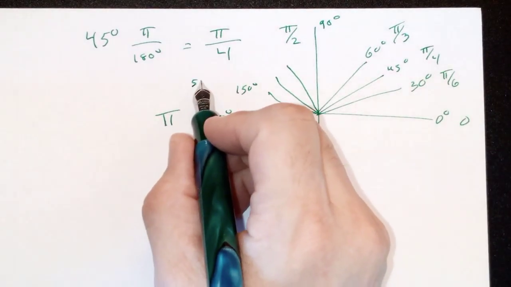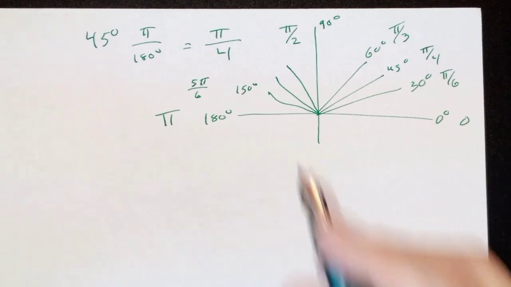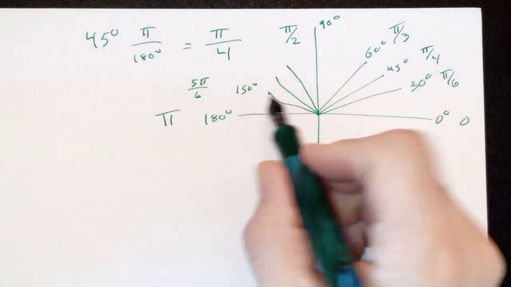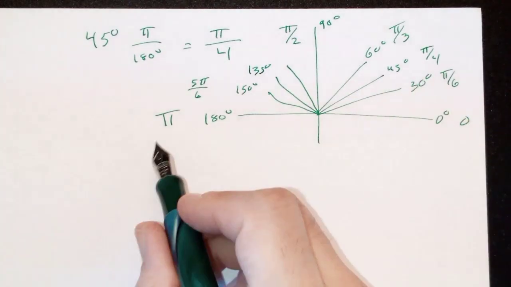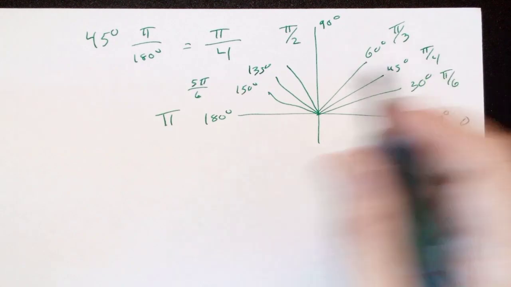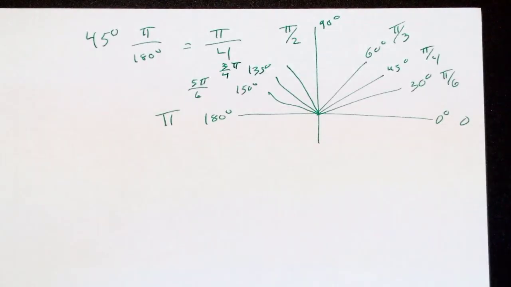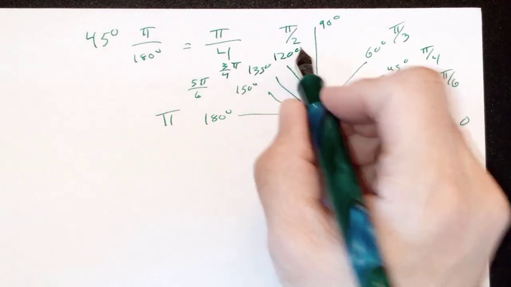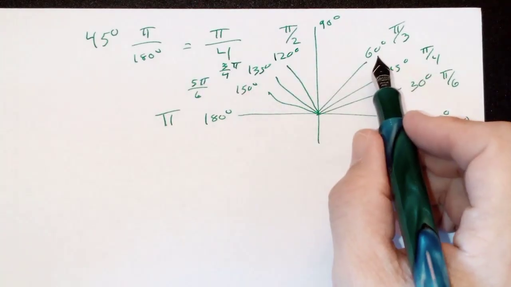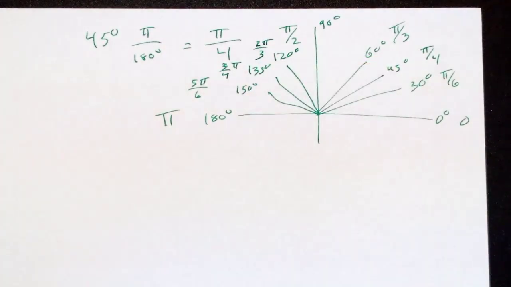That's 5/6. A whole pi take away 1/6. If I flip over to here, 180 minus 45 is 135. But that's also a whole pi minus a quarter pi. So that's 3/4. If I flip this over, 180 minus 60 is 120. Well, a whole pi minus a third of a pi is 2/3.